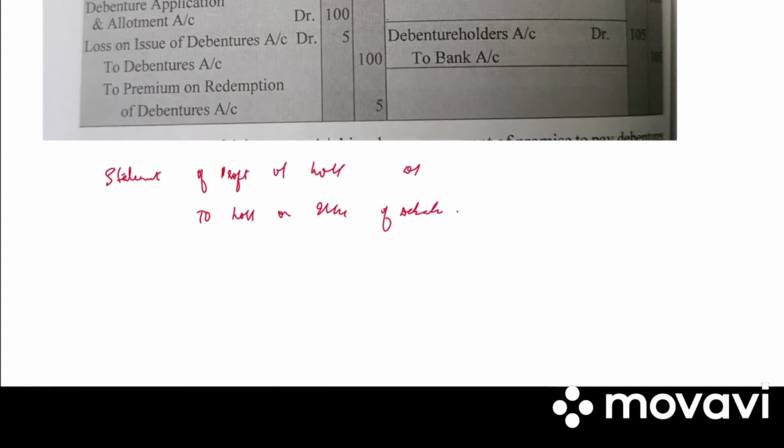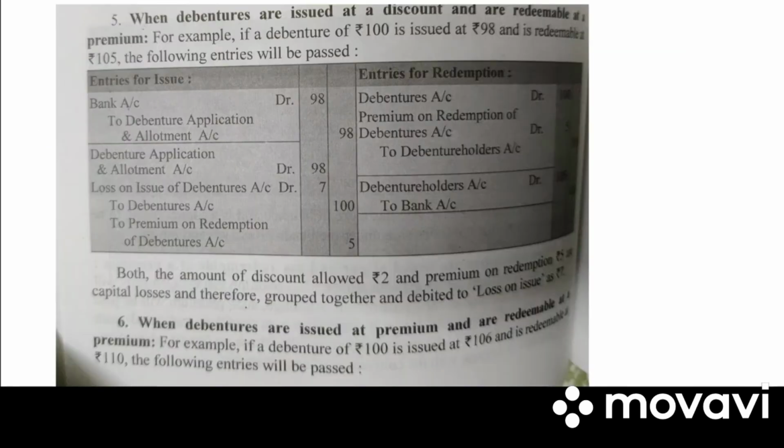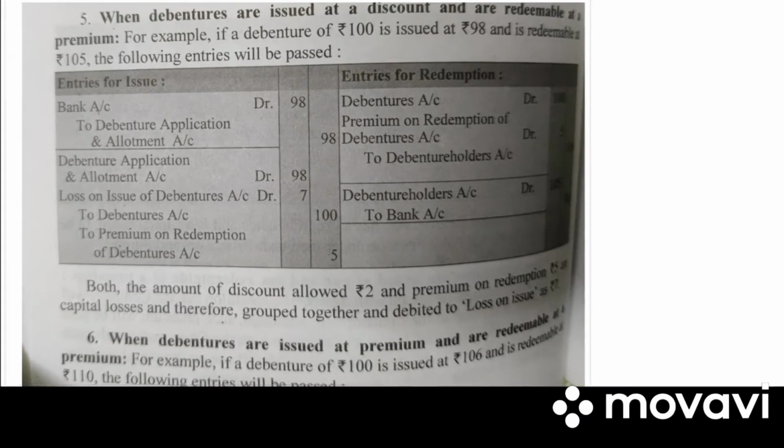So the balance of loss on issue of debentures will be shown under unamortized expenses on the asset side of the balance sheet. Next we have case 5, when debentures are issued at discount and are redeemed at premium. For example, if the debenture is issued of 100 for 98 and is redeemed at 105.